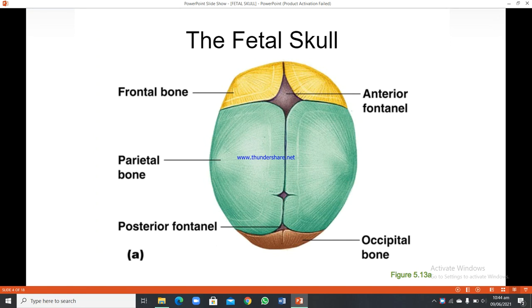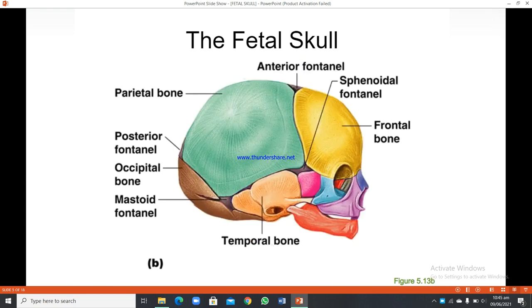Again, fetal skull, we can appreciate here the kite-shaped membranous structure, that is the anterior fontanelle, and the posterior fontanelle, that is the triangular area. Here is the frontal bone, parietal bone, and this is the occiput bone. Here we can see the frontal bone, sphenoid bone, anterior fontanelle, parietal bones, then posterior fontanelle, occipital bone, and this is the mastoid fontanelle and temporal bones.